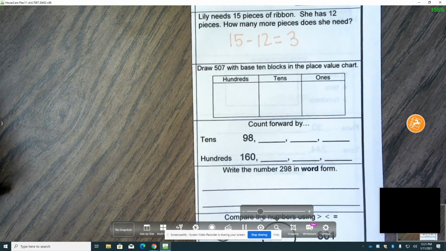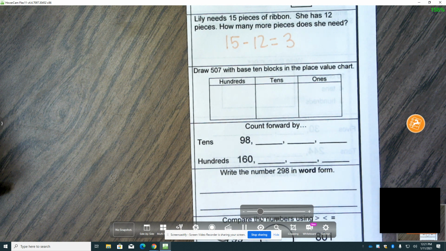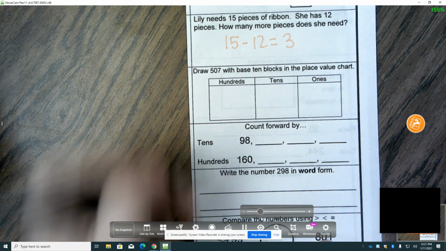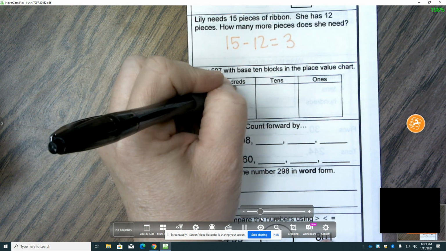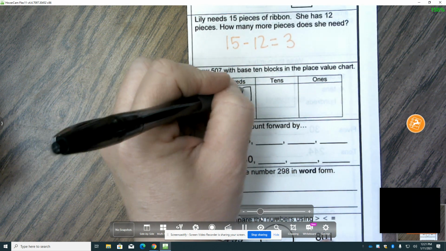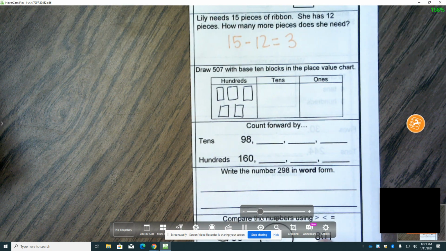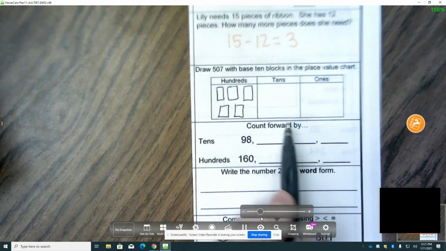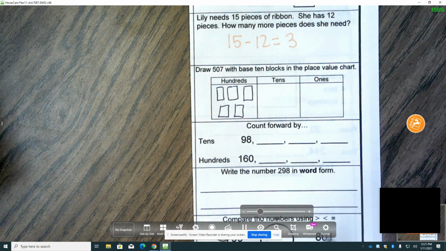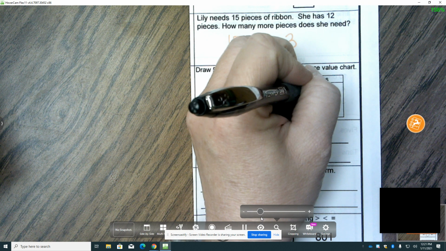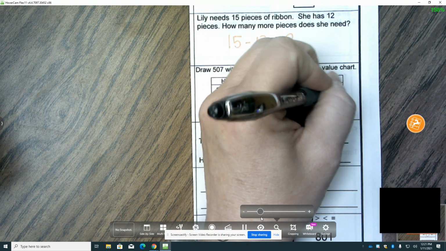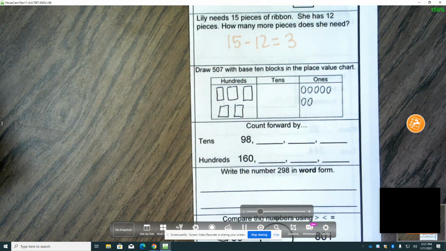Then we have: draw 507 with base 10 blocks in the place value chart. I'm going to change pens because I don't think the other one's showing up very well. So if we have 500s, we're going to draw 5 boxes. 1, 2, 3, 4, 5 hundreds. We don't have any 10s, so we'll leave this box blank. And then we have 7 ones. So we're going to add 7 circles. 1, 2, 3, 4, 5, 6, 7.